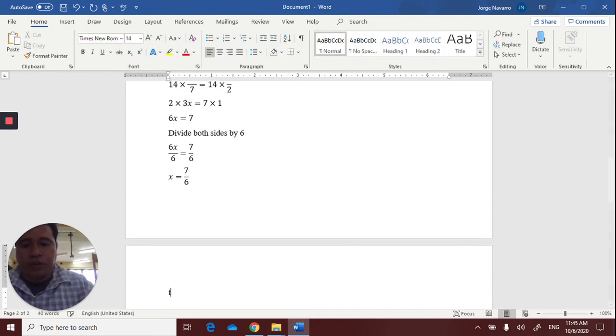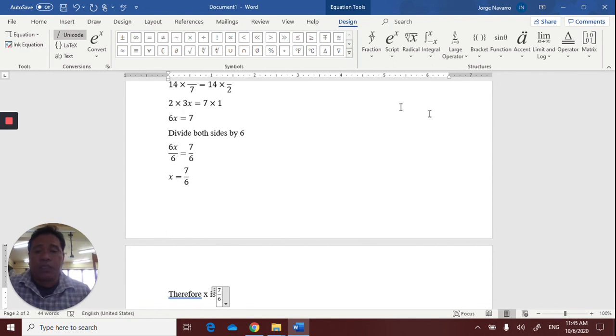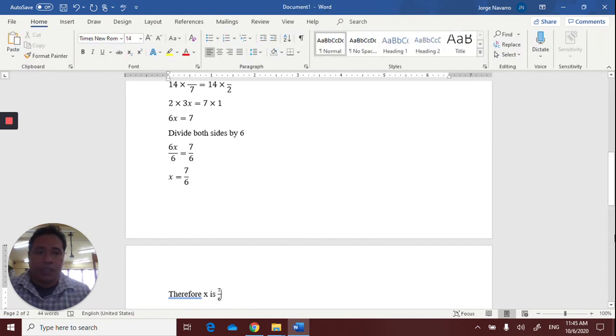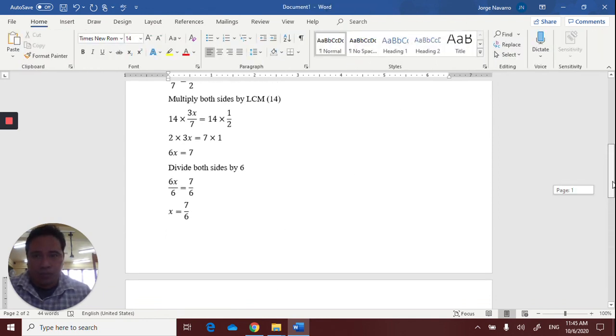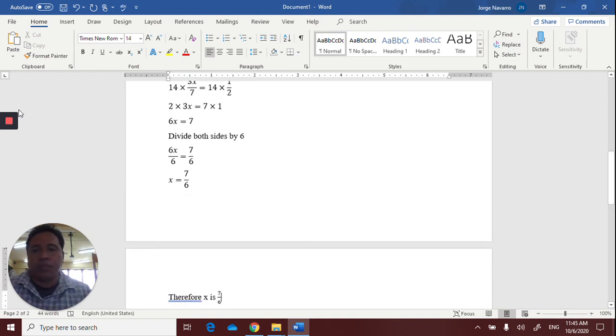So I'll put therefore x is 7/6. Now some of you like to change this into a mixed number. It isn't really necessary in a case like this. So note there are a number of steps, but it is relatively simple.